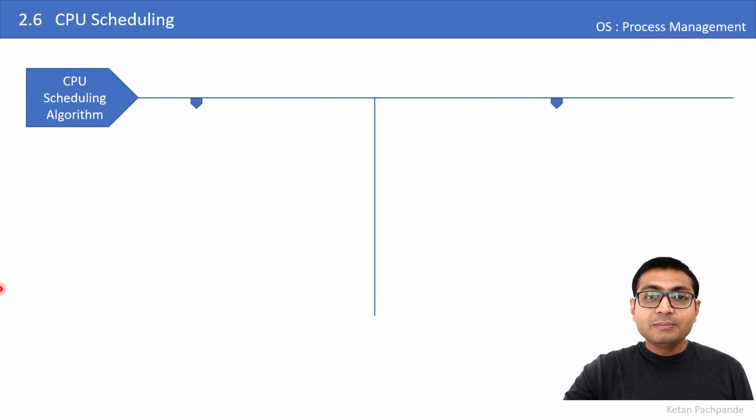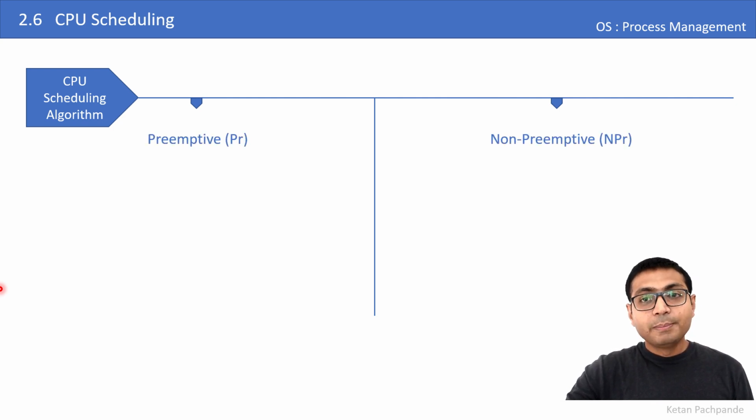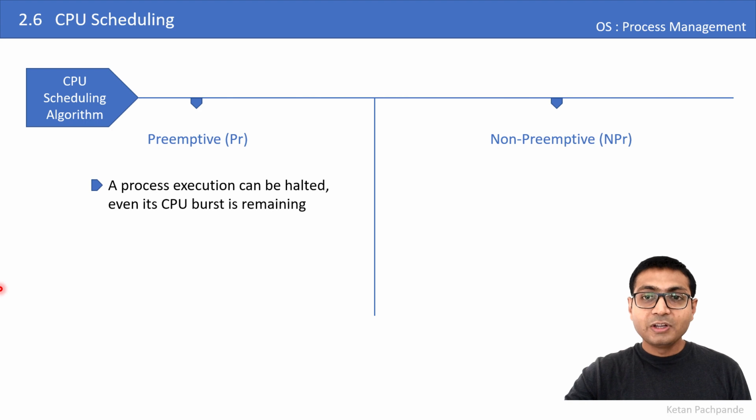CPU scheduling algorithms are of two types: preemptive scheduling algorithms and non-preemptive scheduling algorithms. The meaning of the preemptive scheduling algorithm is that after the execution of a process has started, it can be halted even if the process burst time is not completed. Means we can forcefully halt the execution of the running process. Those algorithms are called preemptive CPU scheduling algorithms.